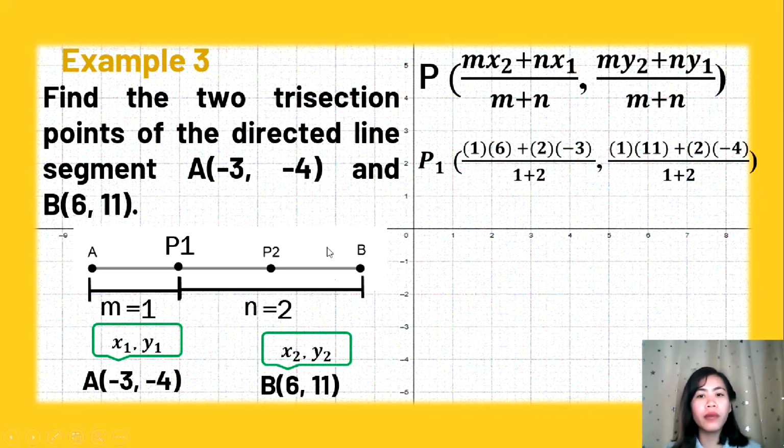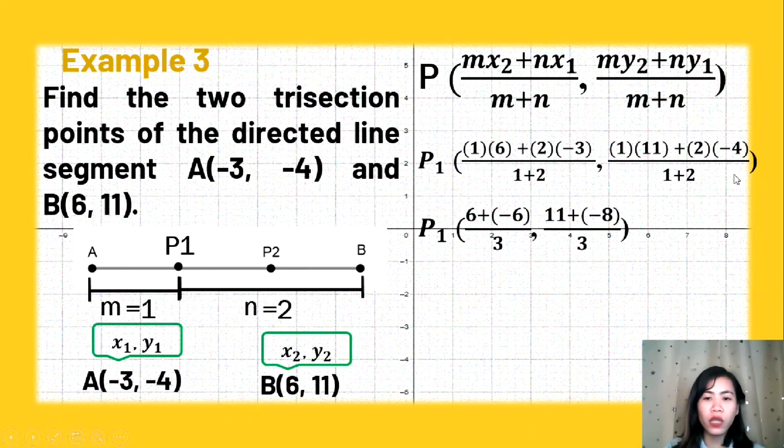So, we have 1 times 6 plus 2 times negative 3 all over 1 plus 2. For y value, we have 1 times 11 plus 2 times negative 4 over 1 plus 2. Simplifying, we have 6 plus negative 6 over 3 and 11 plus negative 8 over 3. We have 0 over 3 and 3 over 3. For our final answer, coordinates of P sub 1, we have 0, 1.